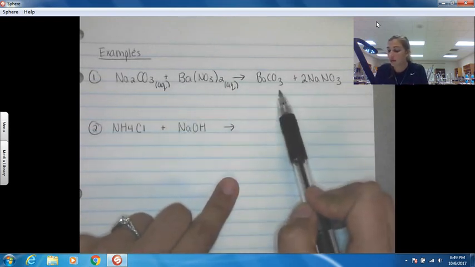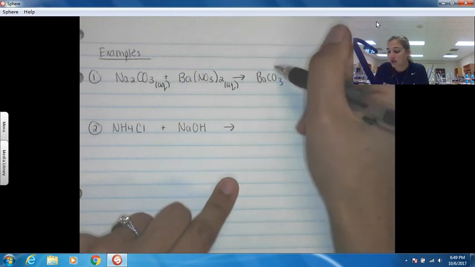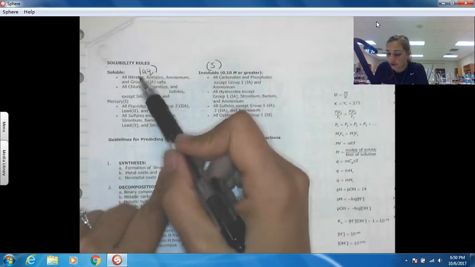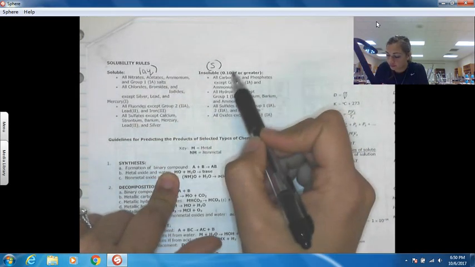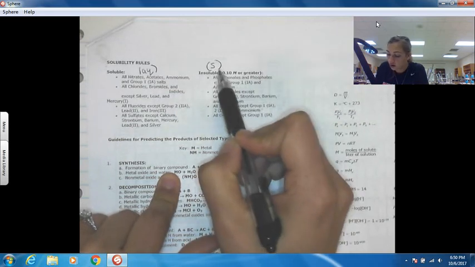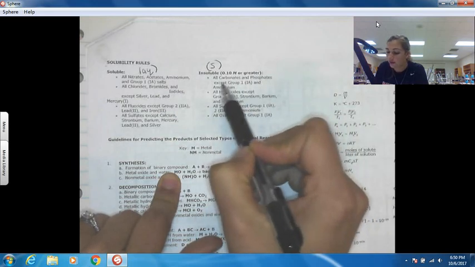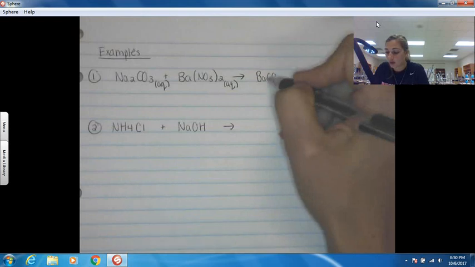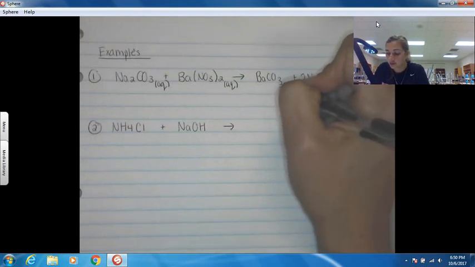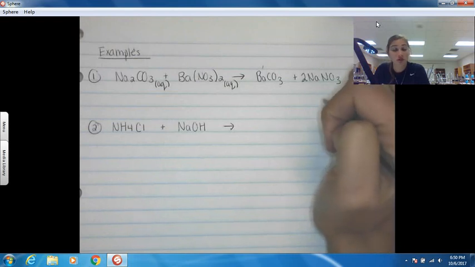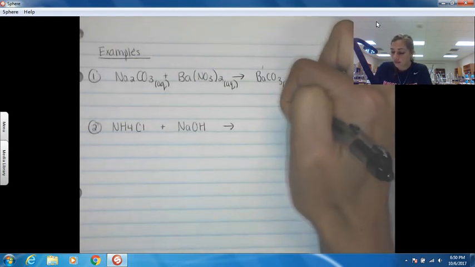Now we look at our products. Here we have a carbonate. So we go to our solubility rules and look for carbonates. Here we have all carbonates and phosphates are insoluble unless it's group 1 or ammonium. So carbonates are usually insoluble, and barium is not in group 1 or ammonium, so it's not an exception. So that means that it will be a solid.